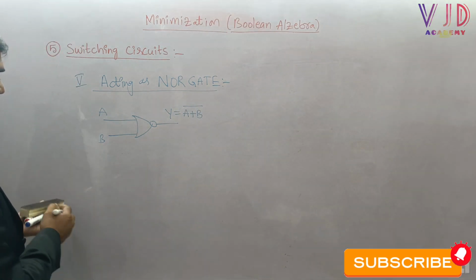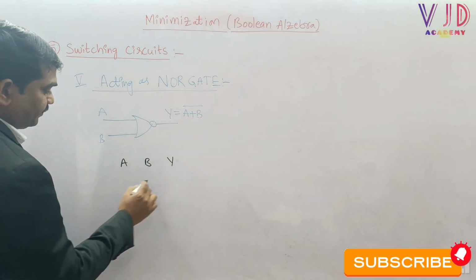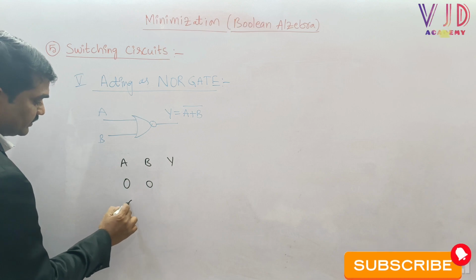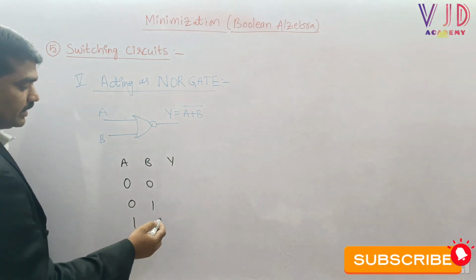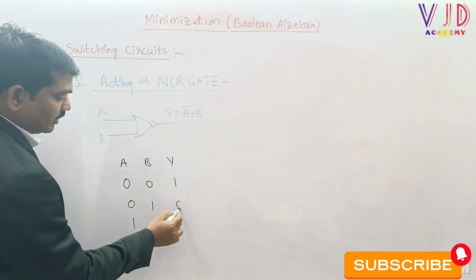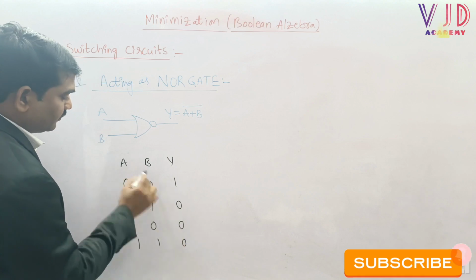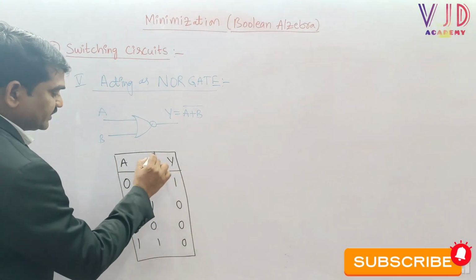Let us see how the truth table looks: A and then B, we can say Y. 0 0, 0 1, 1 0, and then 1 1. We can say that here Y equal to 1 for the first case and then all remaining are 0 for NOR gate. Sir, this is the basic truth table.